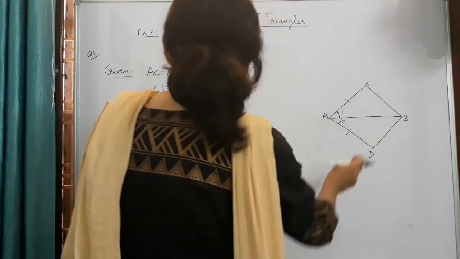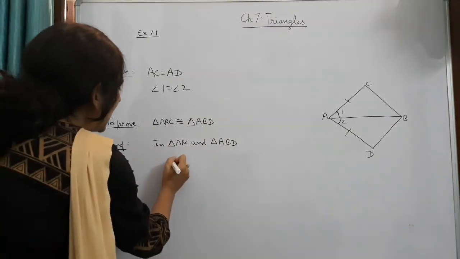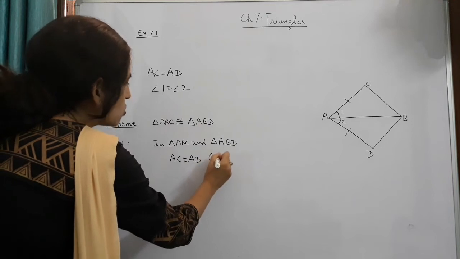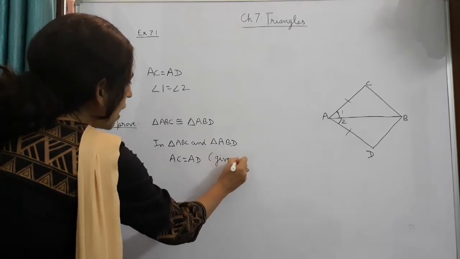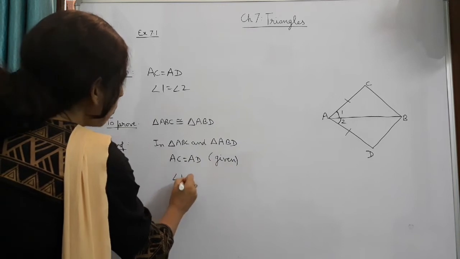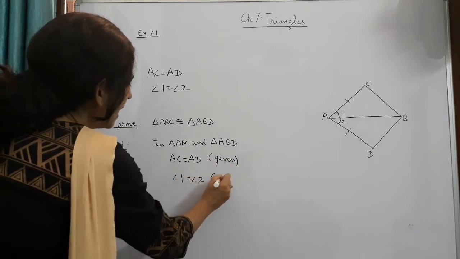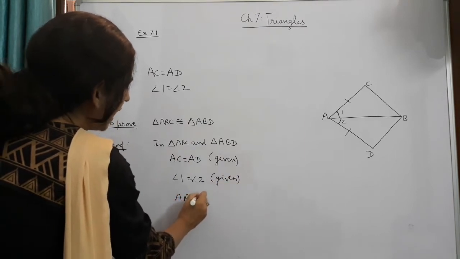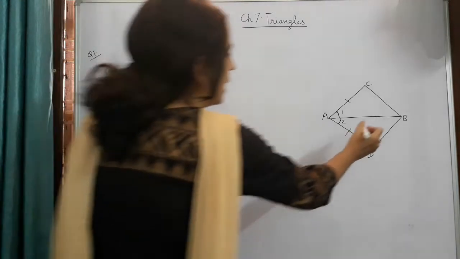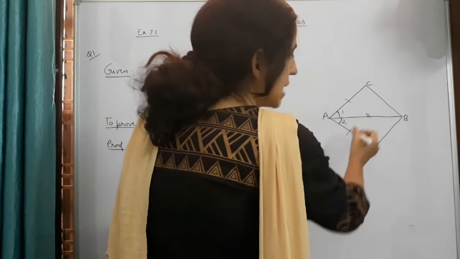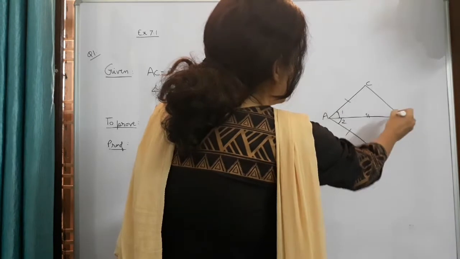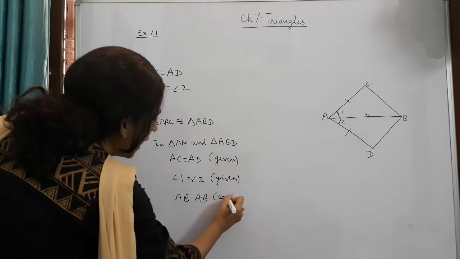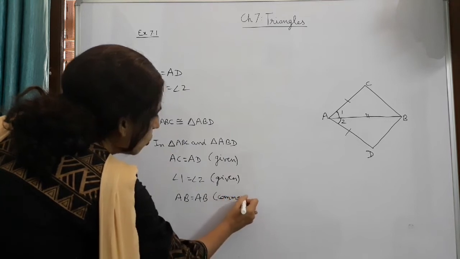Now in these two triangles we have AC is equal to AD. We have to write down the reason also along with it. This is given to us. Angle 1 is equal to angle 2. This is also given to us. And we have side AB is equal to side AB. This is the common side. This is the common side of triangle ABC and triangle ABD. So AB is equal to AB as it is the common side.